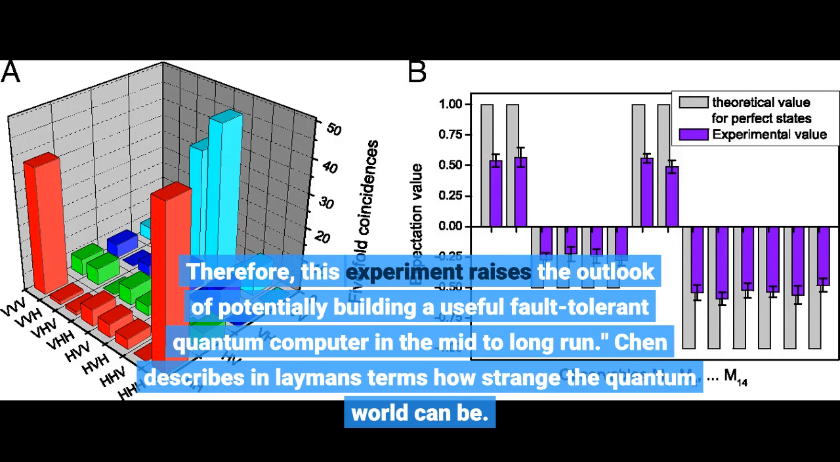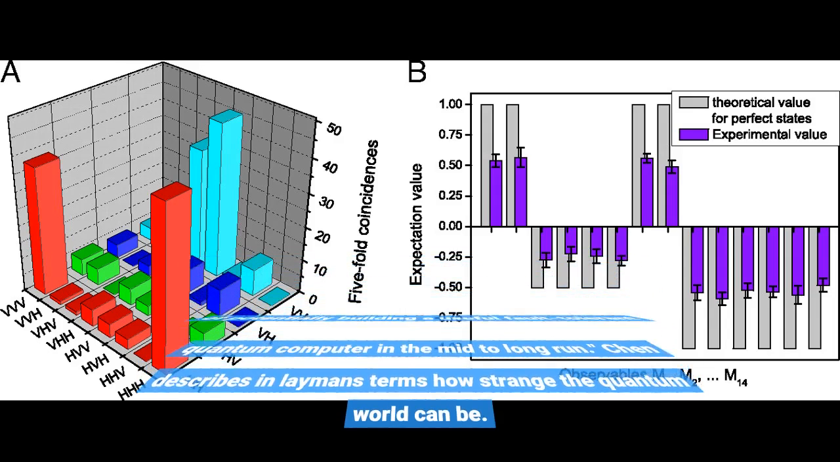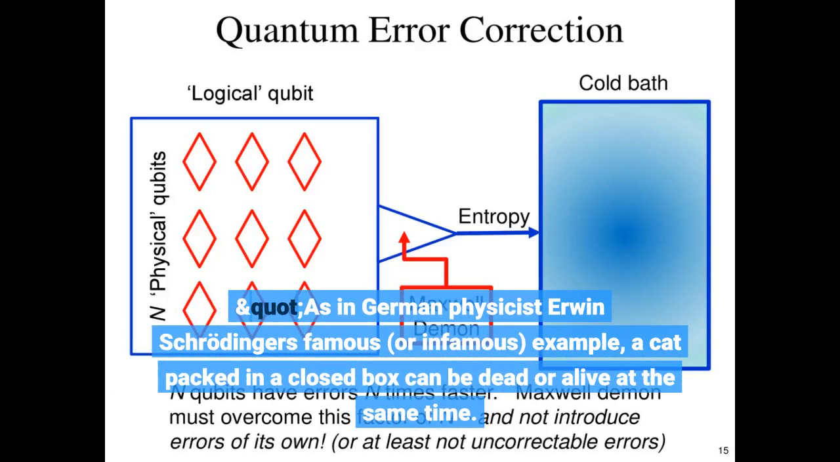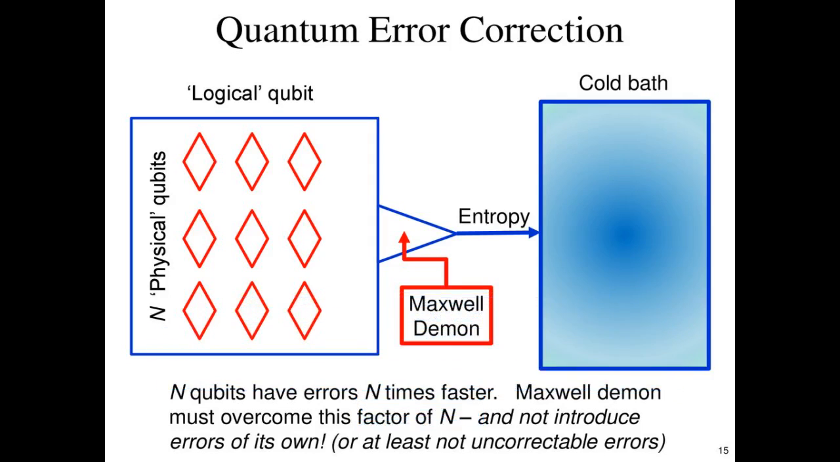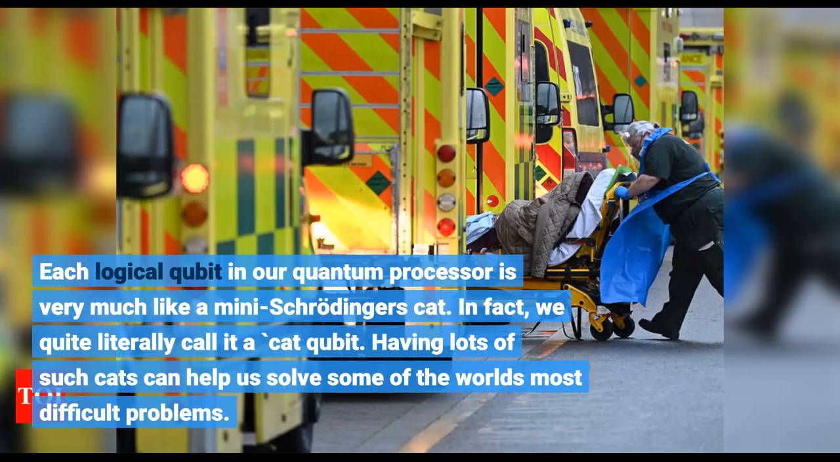Chen describes in layman's terms how strange the quantum world can be. "As in German physicist Erwin Schrödinger's famous or infamous example, a cat packed in a closed box can be dead or alive at the same time. Each logical qubit in our quantum processor is very much like a mini Schrödinger's cat. In fact, we quite literally call it a 'cat qubit.' Having lots of such cats can help us solve some of the world's most difficult problems.